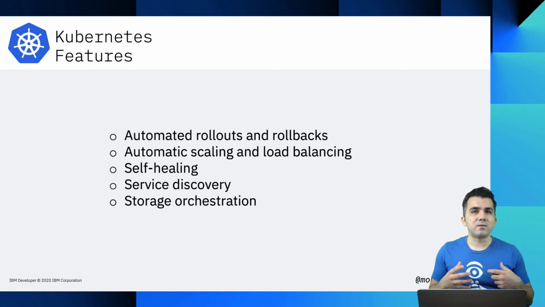Self-healing: when a container fails, Kubernetes can restart or replace it automatically. It can also take down containers that don't meet our health check requirements. Service discovery: Kubernetes can automatically expose a container to the internet or to other containers using a DNS name and IP address. And finally, provisioning local and cloud storage for your containers as needed.